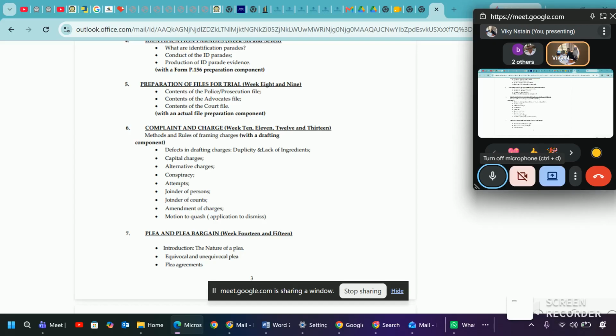So basically, when it comes to alternative charges, you should note that these are permissible in Kenya, but only where the alternative count is a fallback on the same facts, because the court may convict on the alternative charge only if the main count fails, and you cannot be convicted and sentenced for both. Even without an alternative count, a court may convict for a lesser included minor offense disclosed by proved particulars. This is pursuant to section 179 of the CPC.